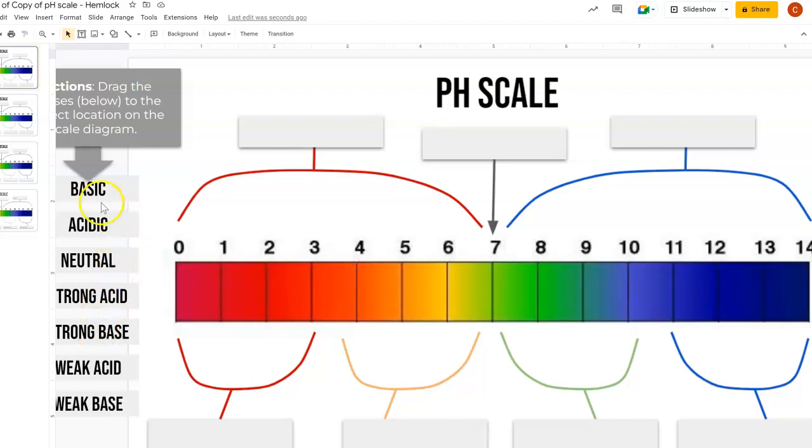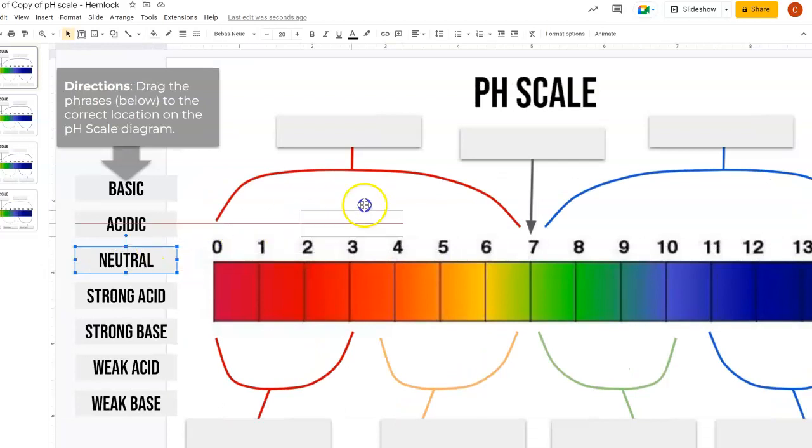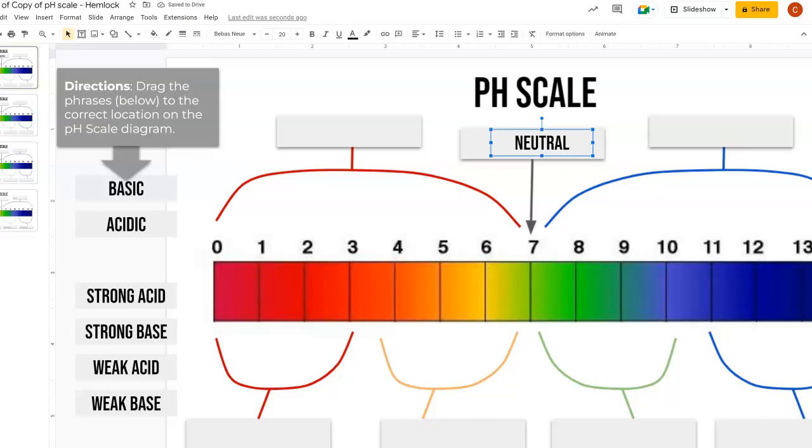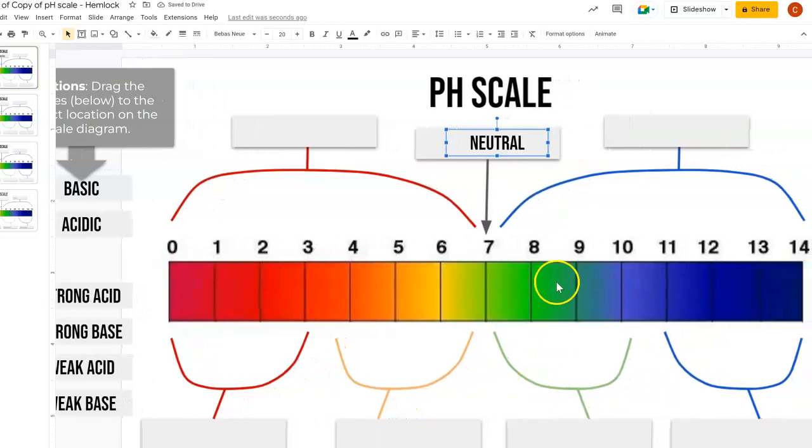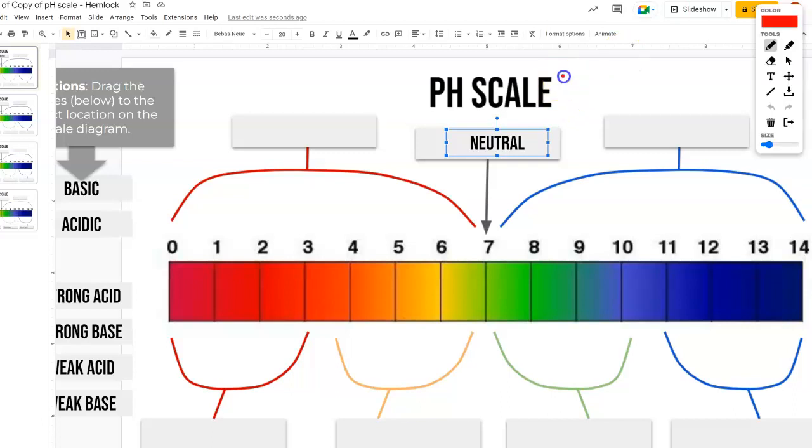All right, so this is the drag and drop pH scale. On the pH scale, we have neutral in the middle. Neutral pH, pH of 7, has equal numbers of OH minus, which is a base, and H plus. So if you have equal numbers of those in a solution, it's neutral.